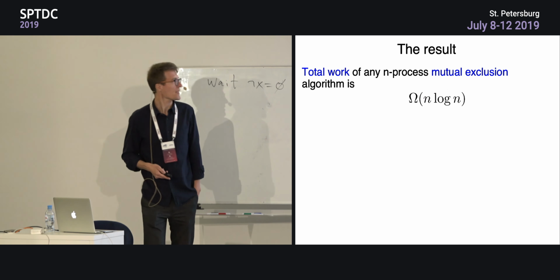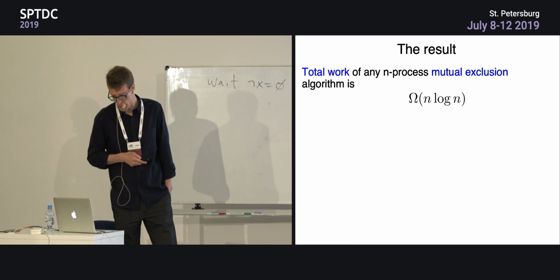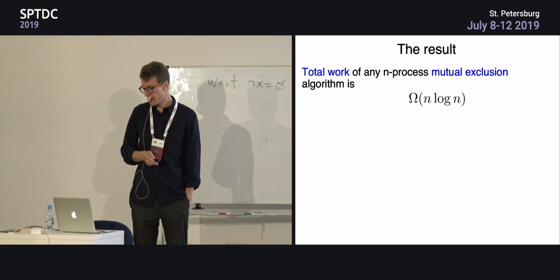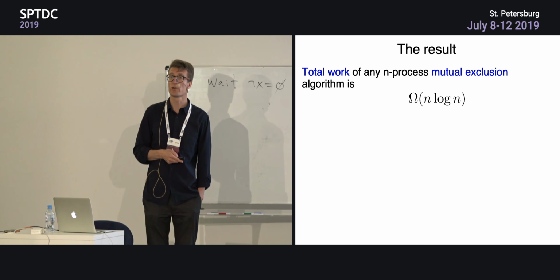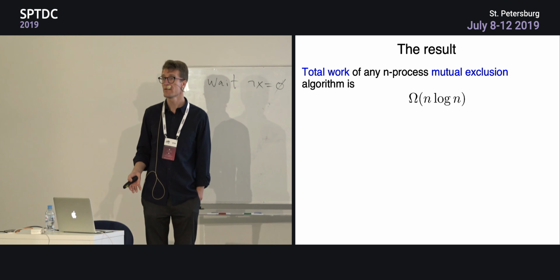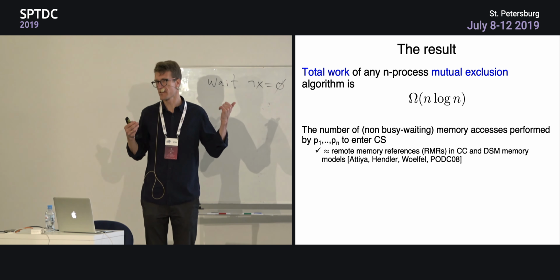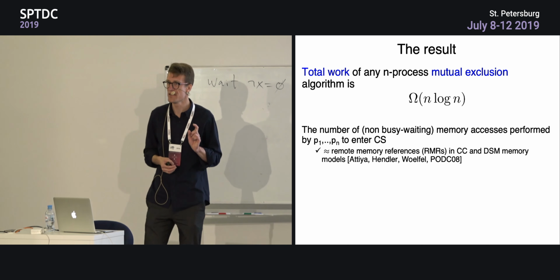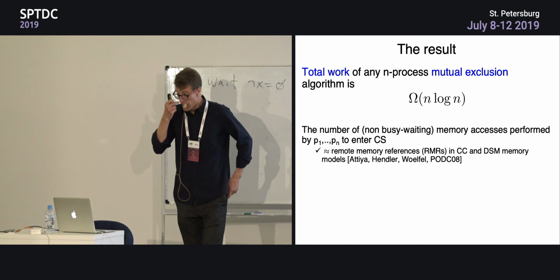Okay. So what is the result? They say that the total work of any n-process mutual exclusion algorithm, and it's only deadlock free, you don't even need starvation free for that, is Omega of n log n. The total number of operations which you need to perform to serve every process in the set of n is n log n. In terms of RMRs, but what they call here in the paper is state change operations. State change is either a write or a read which is non-trivial, which is non-spinning.